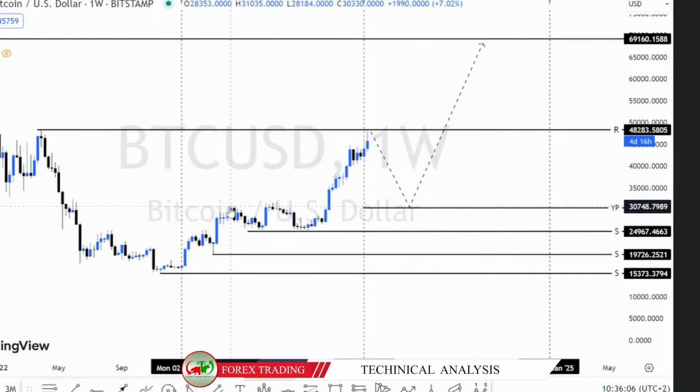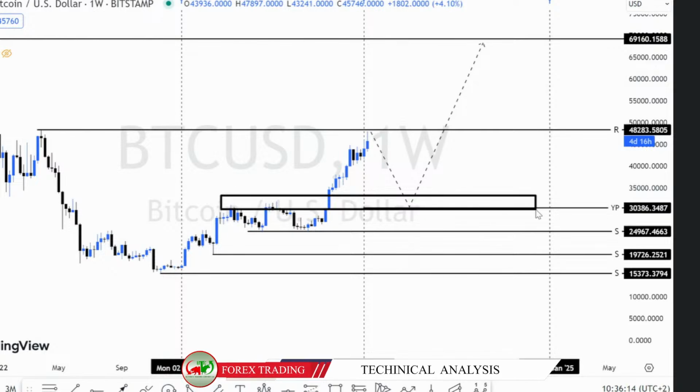But we're going to wait for the pullback of Bitcoin around this support, and this support is the broken resistance which could turn into support. I hope you can clearly see that this is a broken resistance which could turn support, and it is the yearly pivot. This is the 2024 pivot area.